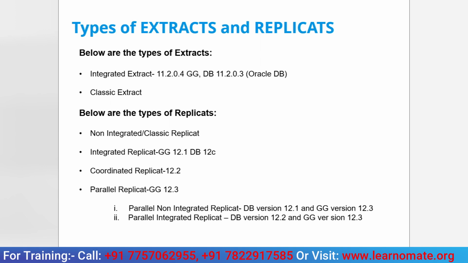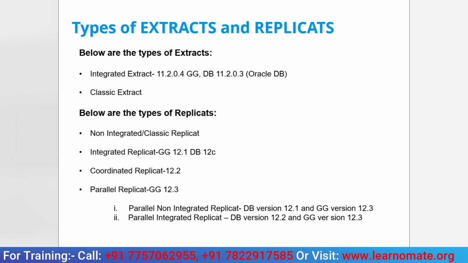Now there are different types of replicates as well. First is non-integrated or classic replicate. When GoldenGate was introduced, there was only one type of replicate. Remember, why do people get confused between the terms classic, integrated and microservices? Classic means it is the traditional one. Initially, when GoldenGate was introduced, there was only one type of extract, called GoldenGate extract. When integrated was introduced, they renamed the existing one to classic. Same way, when integrated replicate was introduced, they renamed the existing one to non-integrated or classic replicate as well.